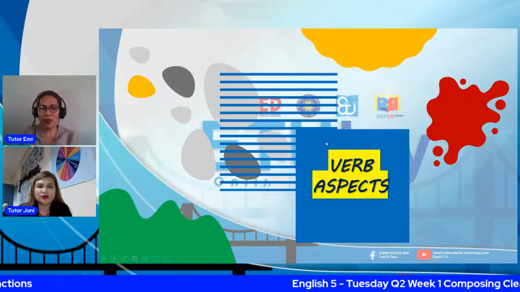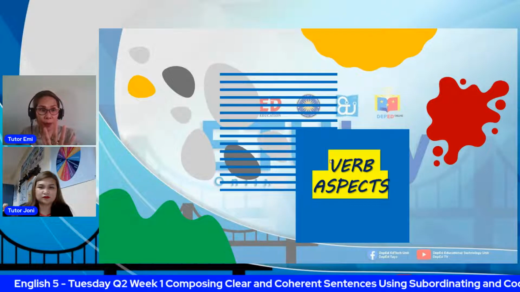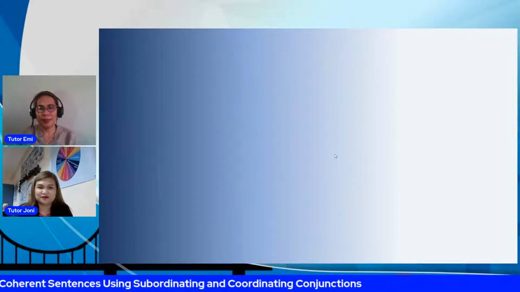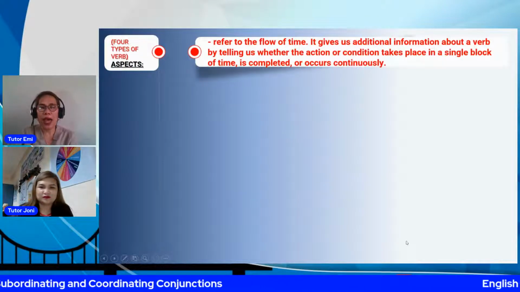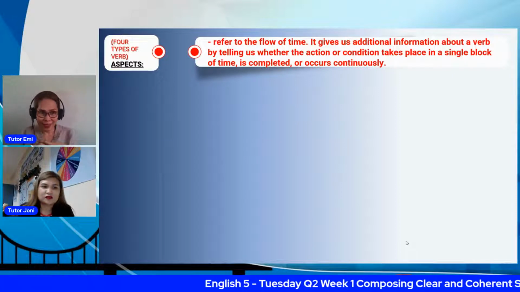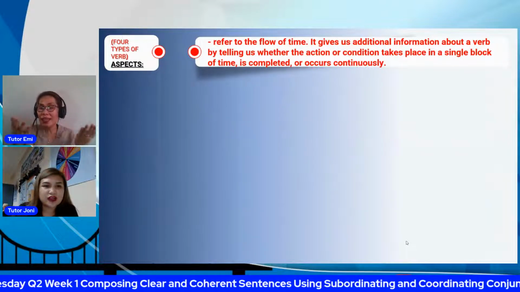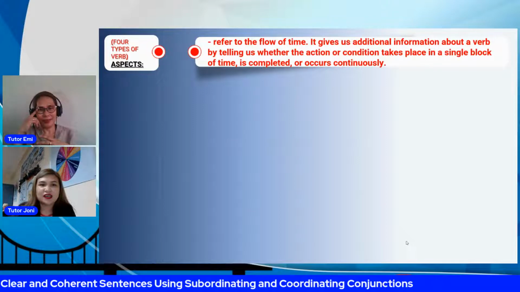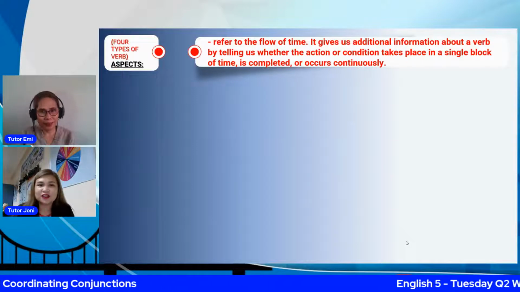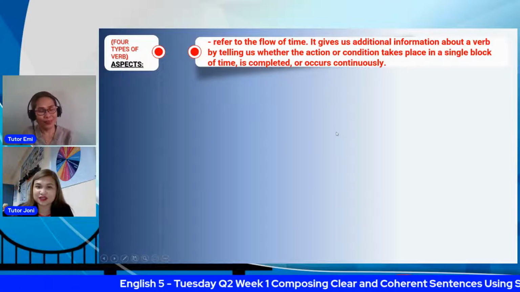These are the verb aspects. And there are four. With tenses, we have three, but with verb aspects, we have four. Let's try to have this one. There are four verb aspects. And what do you mean by verb aspects? They refer to the flow of time. It gives additional information about a verb by telling us whether the action or condition takes place in a single block of time, is completed, or occurs continuously.